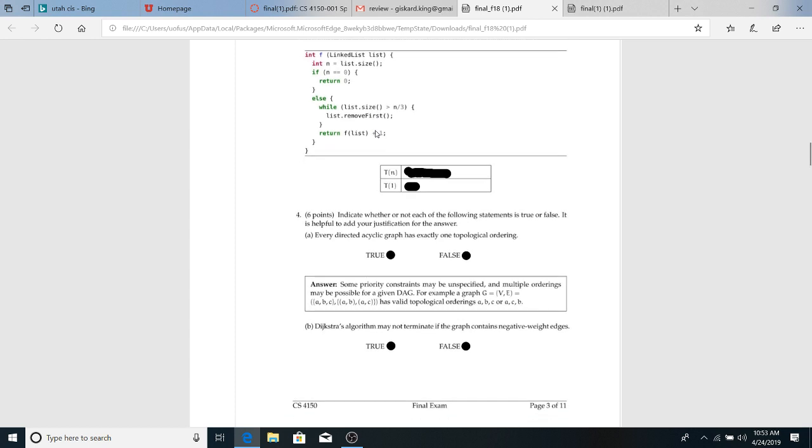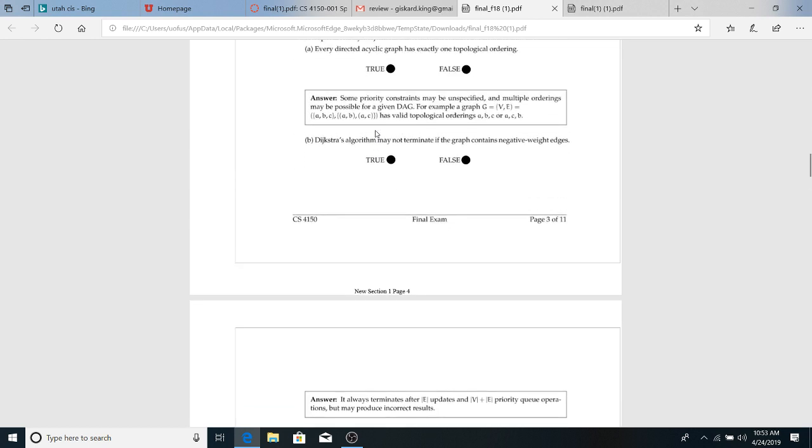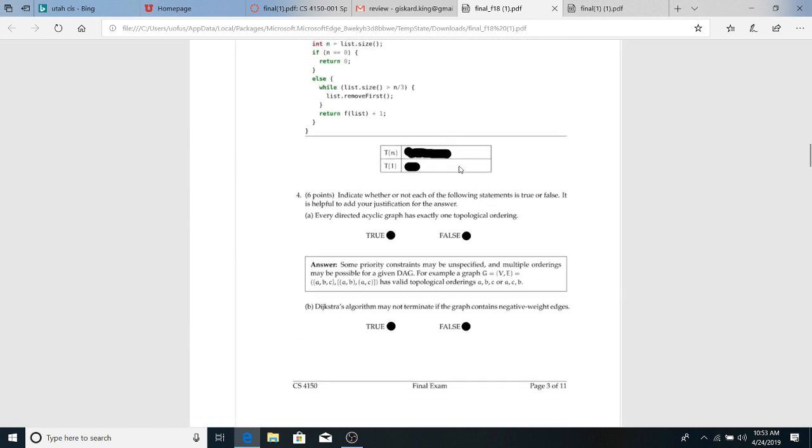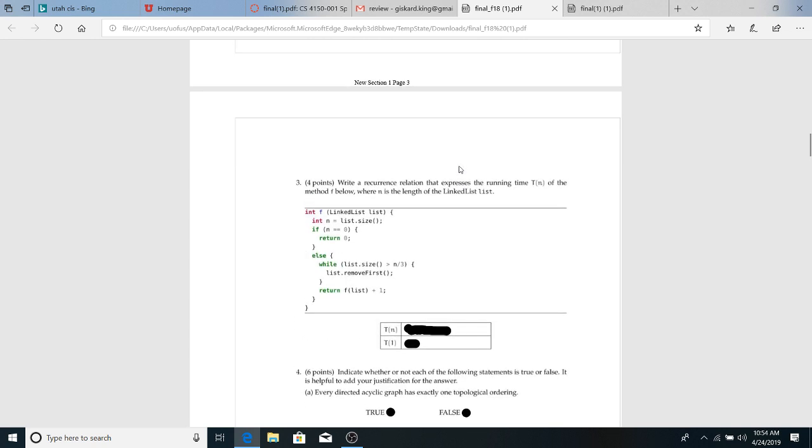Okay, so now we're going to get into some true-false questions. Oh, I forgot to black that part out. Well, that's okay. There we go.